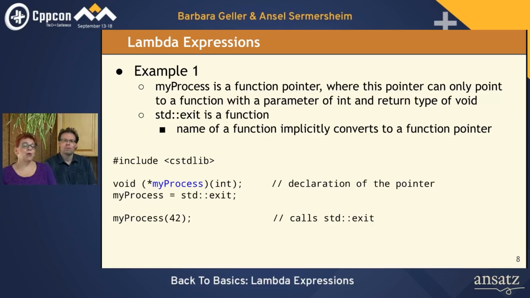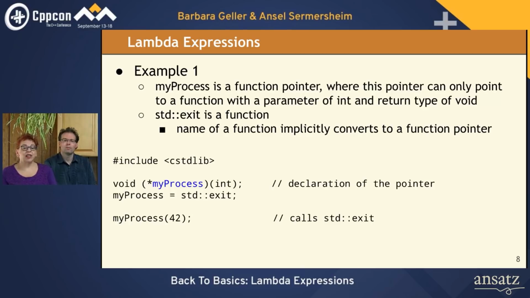Here's a quick example using a function pointer. Just like a normal pointer, you declare a function pointer with a star. But when we call it, there is no star used for the dereference. Our pointer is named myProcess. Our function pointer can point to any function which has a single parameter of type int and a return type of void. So in our example, myProcess is initialized to point to std exit.